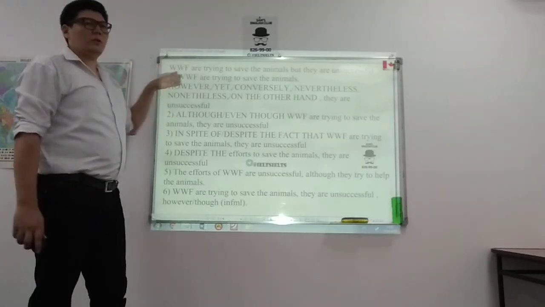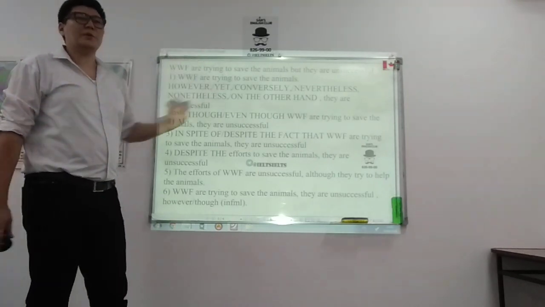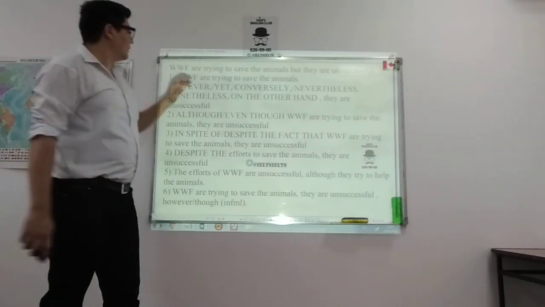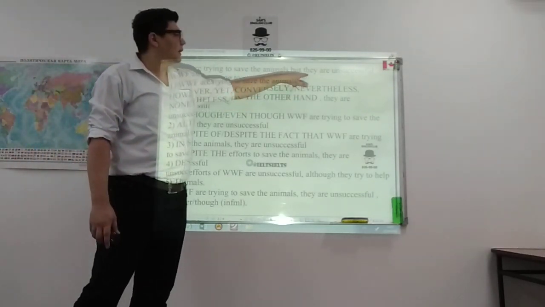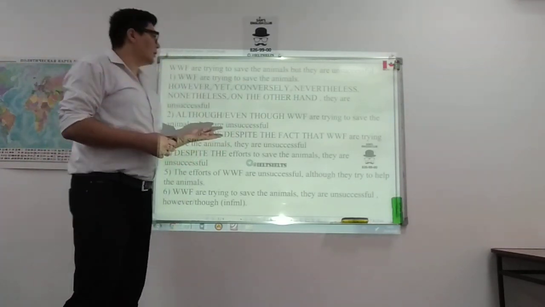WWF, which is a worldwide fauna protecting organization which protects animals, are trying to save the animals. Let's say this is Greenpeace. Are trying to save the animals, but they are unsuccessful. So which means they're trying to do it, but it sounds so good.